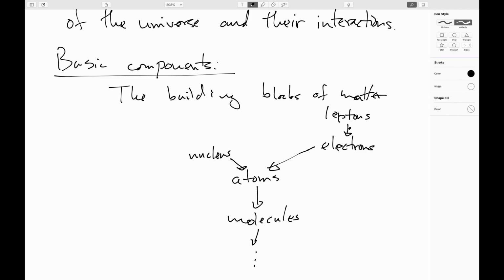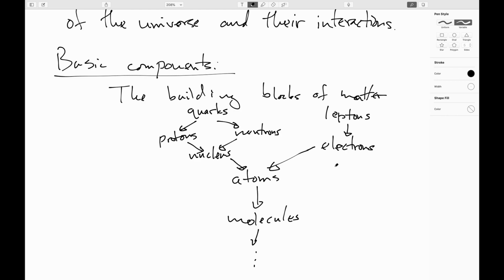Okay. Now, within the nucleus, you've probably heard that the nucleus is made of objects like protons and neutrons. So those are smaller components of the nucleus. And those protons and neutrons, it turns out, are made of even smaller objects called quarks.